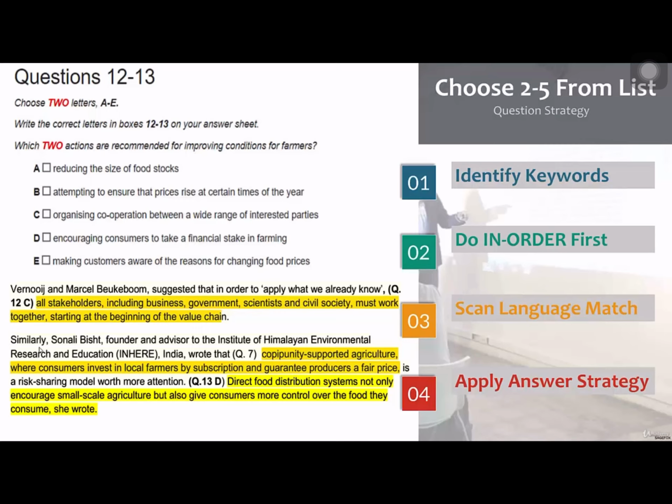And number 13 we see is at the bottom of the next paragraph. Direct food distribution systems not only encourage small-scale agriculture, but also give consumers more control over the food they consume, she wrote. That is a match for choice D, right?